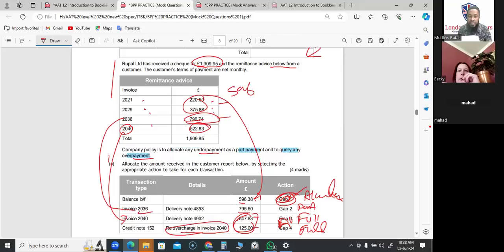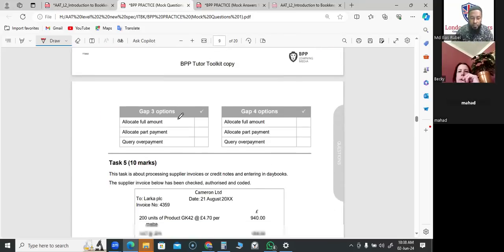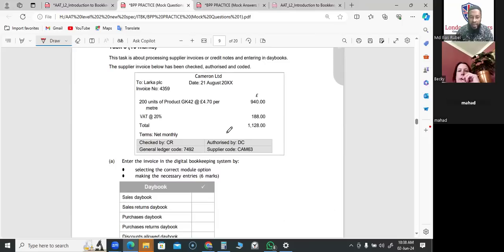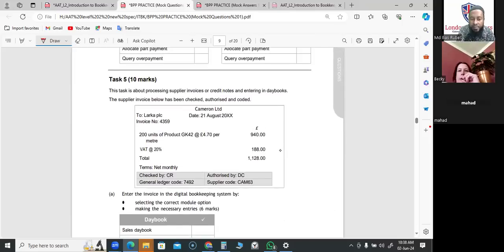Next question is number 5. This task is about processing supplier documents. They say supplier invoice means trade payables. Whenever they say supplier, trade payables. A credit note means we return them. So there is a supplier invoice. Remember, an invoice is always prepared by the seller. So Cameron is the seller.